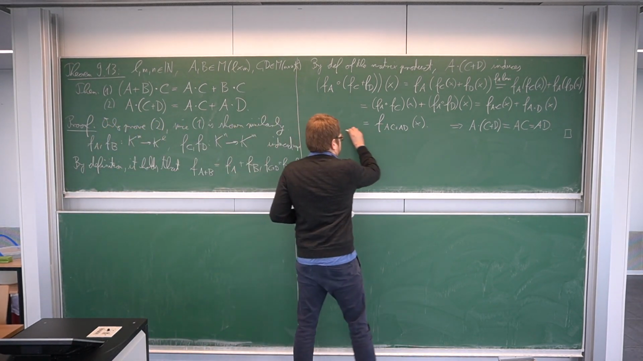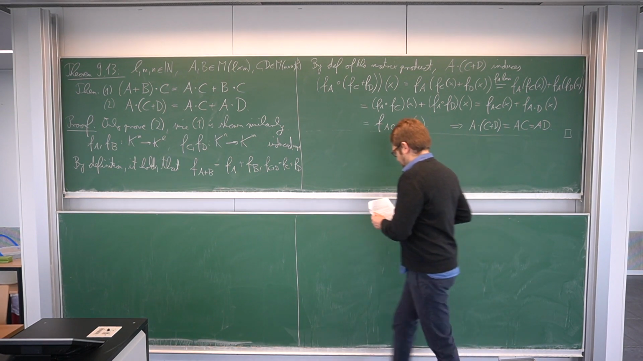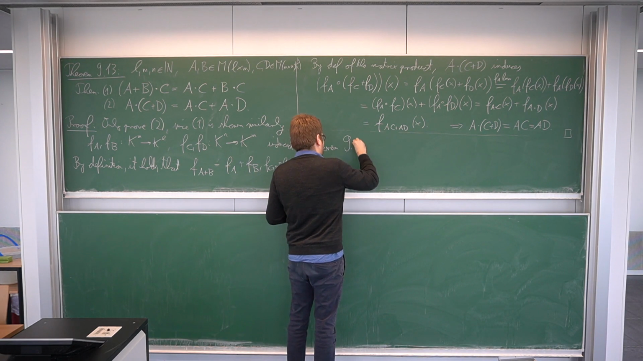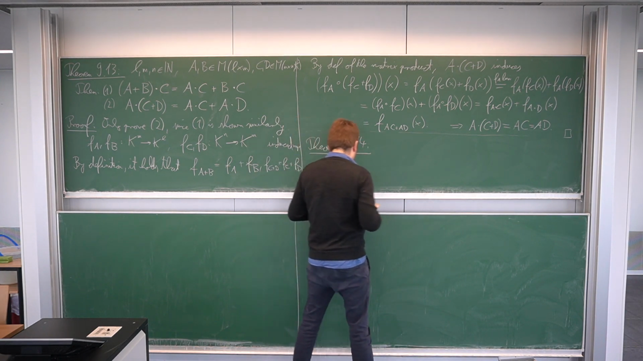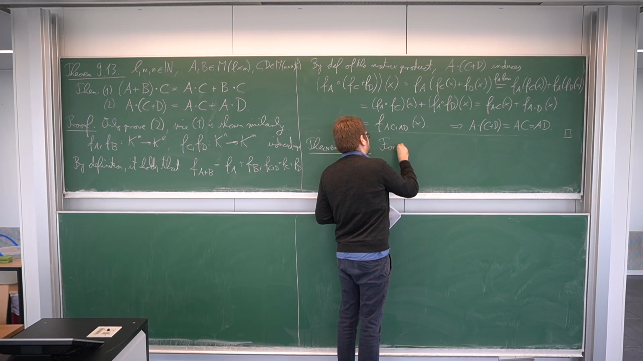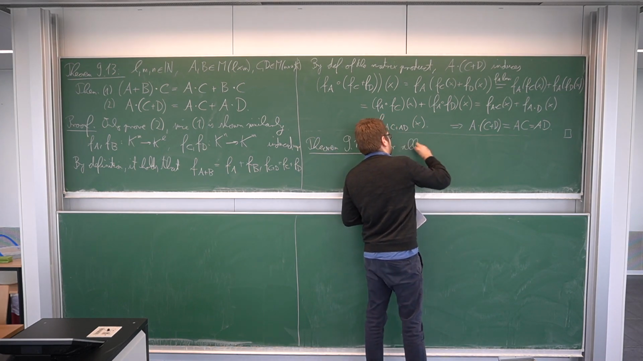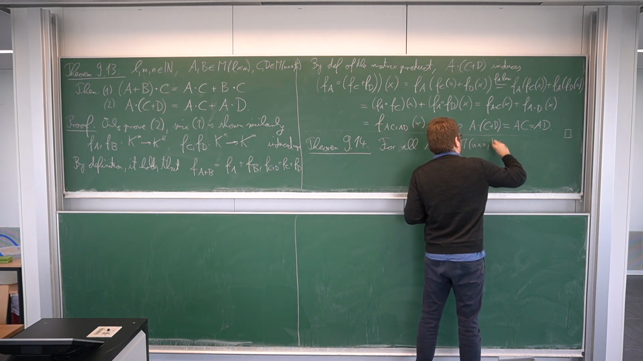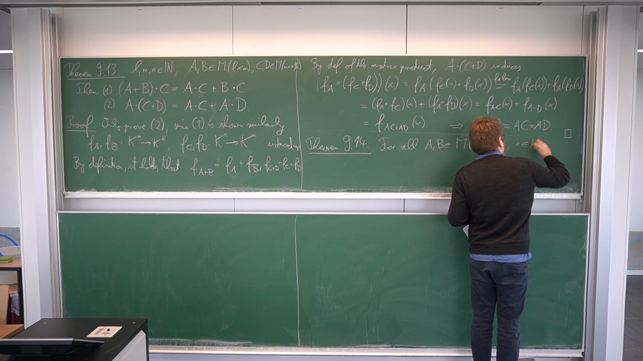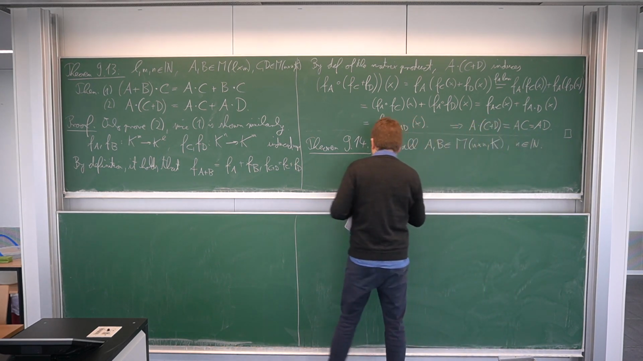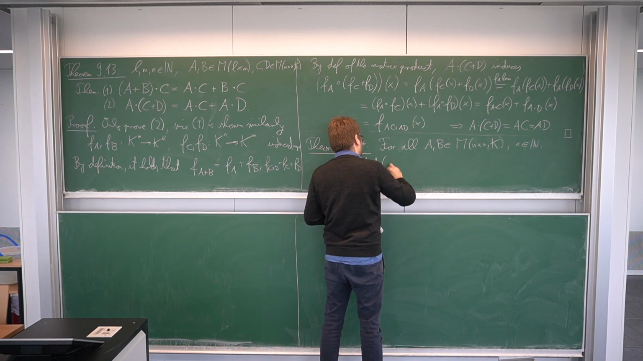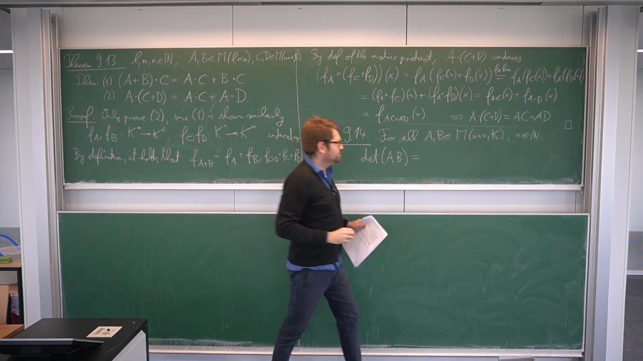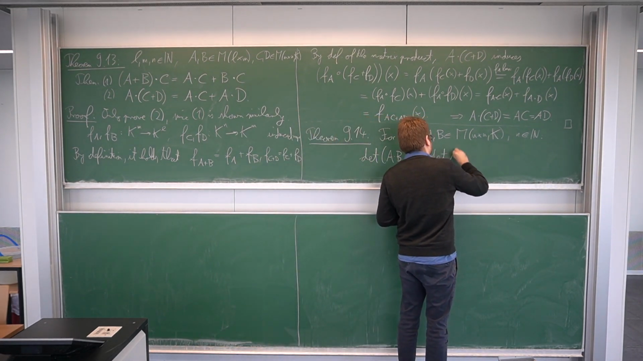Now, back to determinants. The next one is one of the most important properties of determinants, I would say. Theorem 9.14: for all A and B, which are n by n matrices, so quadratic matrices again, where n is just some natural number, the following holds: the determinant of the product A times B is the product of the determinants. So it's as simple as it gets.